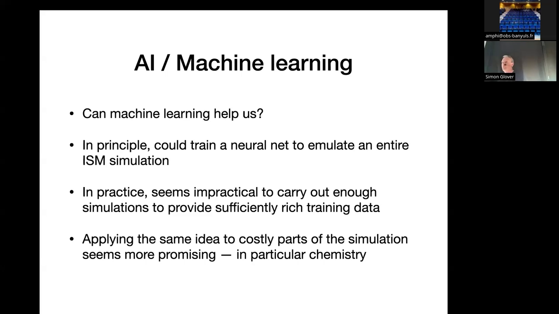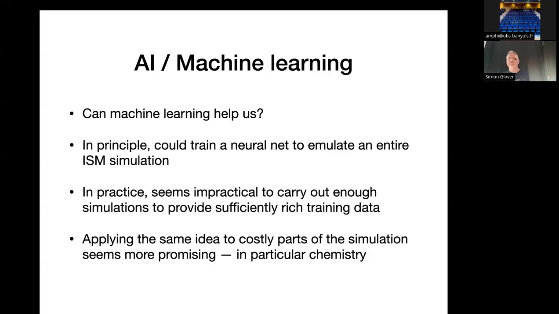However, what we can try and do is extract bits of that simulation and emulate those, and try and replace the costly bits of the simulation with emulators that give us the same answer for a fraction of the cost. And so one region in particular that's attracted a lot of attention is doing this with chemistry, because that's pretty separate from everything else the code is doing.